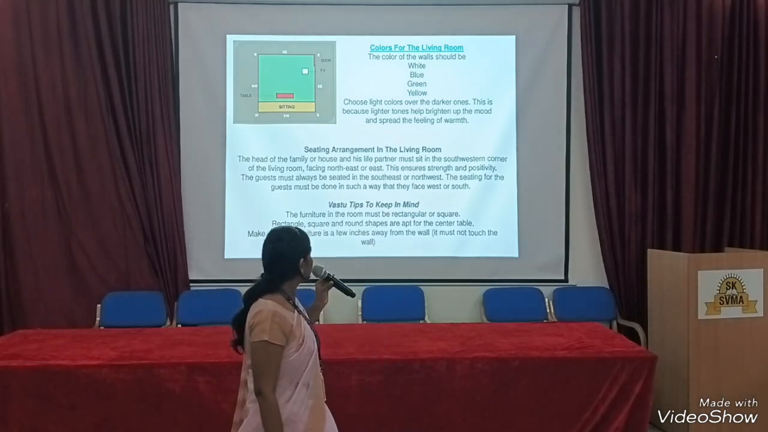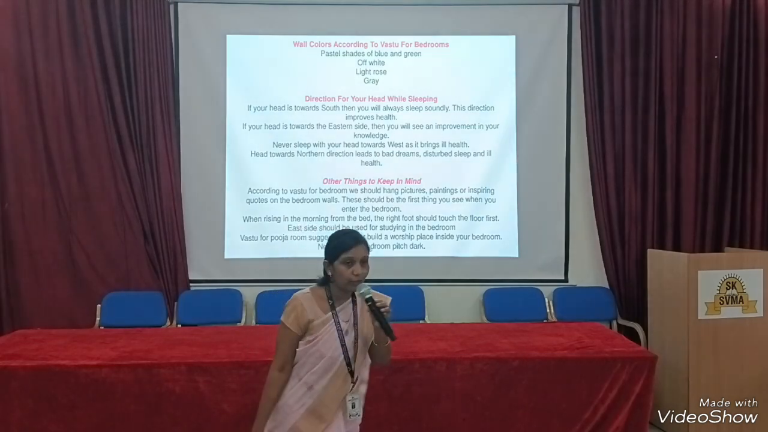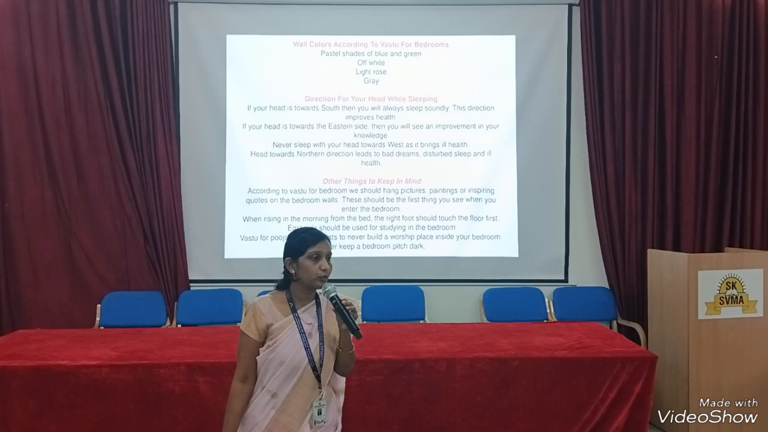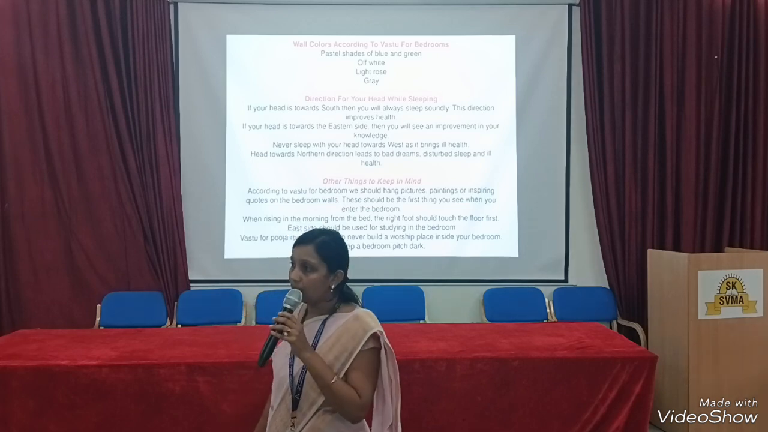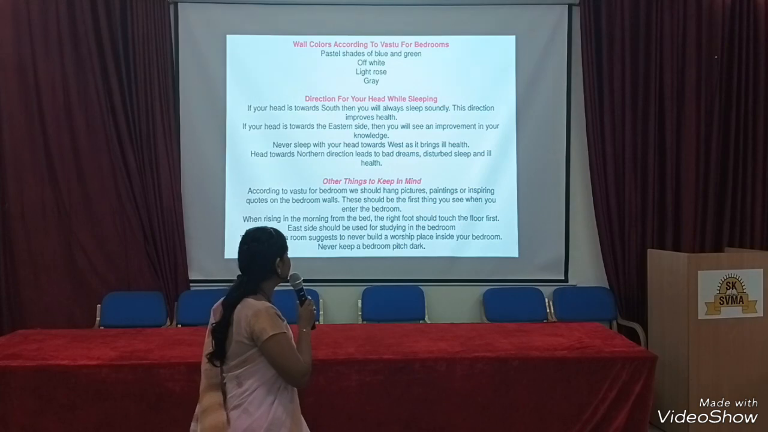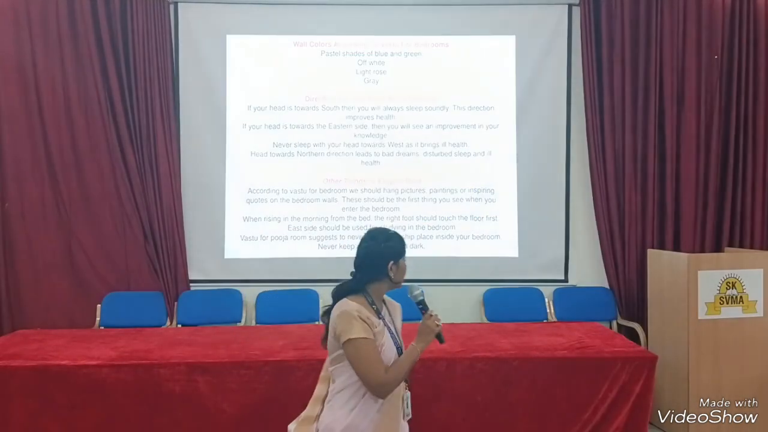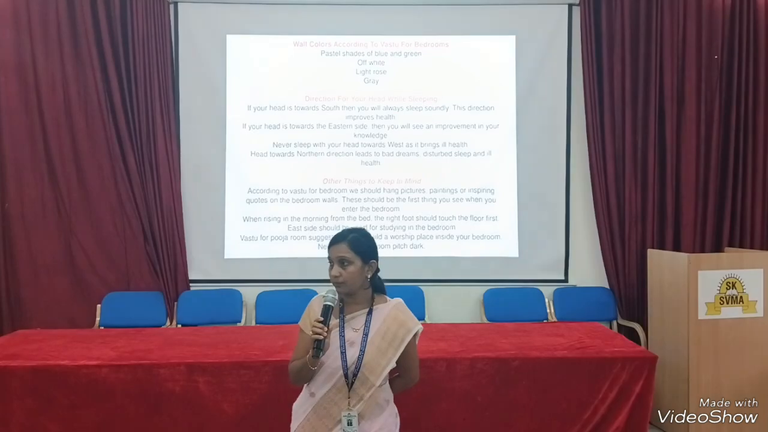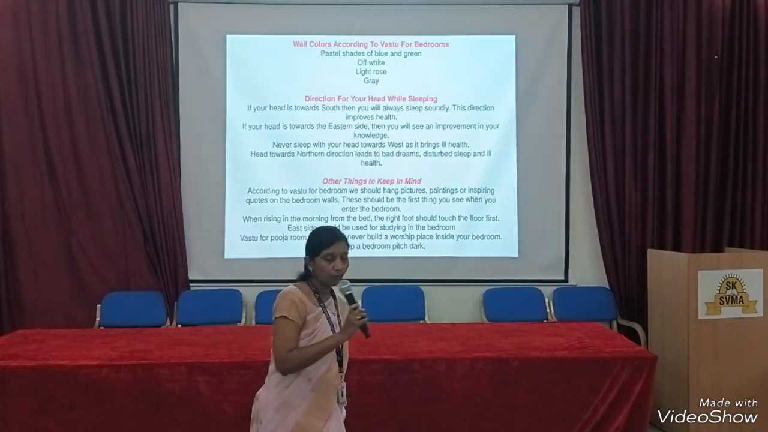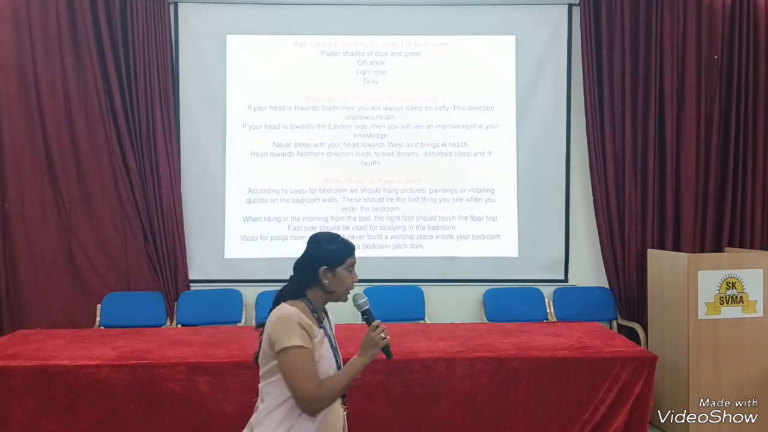Okay, so next one, the bedroom, the same as the living room. Here for the bedroom also we have colors. So just observe those colors. We provide colors such as half white, light rose, and grey. Okay, you can also provide shades of blue and green, especially for the bedroom.